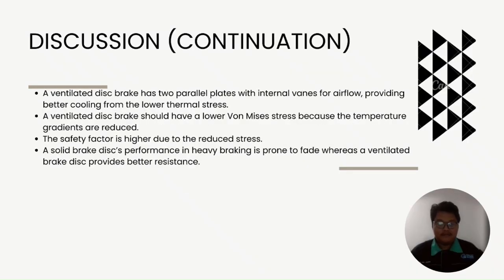For discussion, a ventilated disc brake has two parallel plates with internal vents for airflow, providing better cooling and lower thermal stress. A ventilated disc brake should have a lower von Mises stress because the temperature gradients are reduced. The safety factor is higher due to the reduced stress. A solid brake disc in heavy braking is prone to fade, whereas a ventilated brake disc provides better resistance.